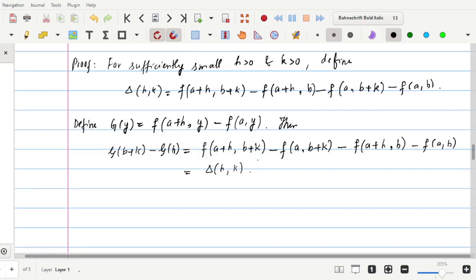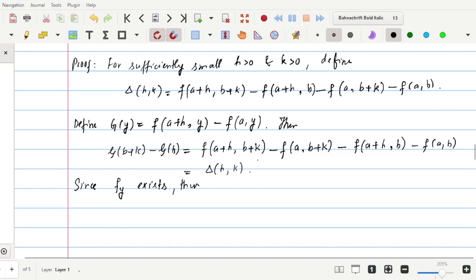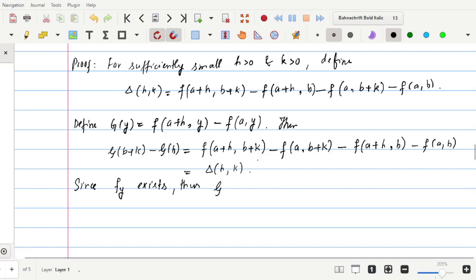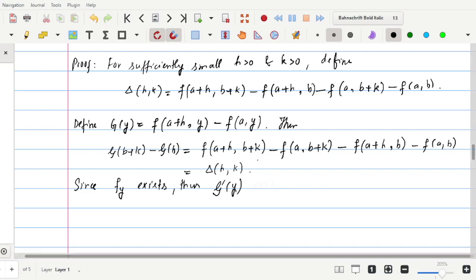Now since we are given that the partial derivatives of f with respect to x and y exist and are continuous, we write: since f_y exists, when we take the derivative of g(y), it will be equal to f_y(a+h, y) minus f_y(a, y). So when f_y exists, the derivative of g exists, so g'(y) exists.